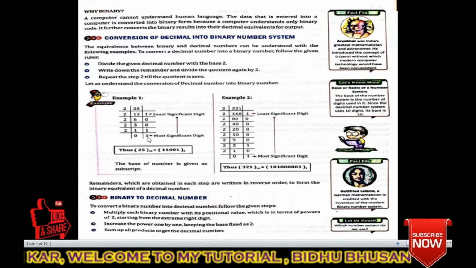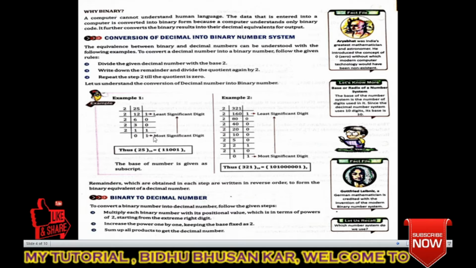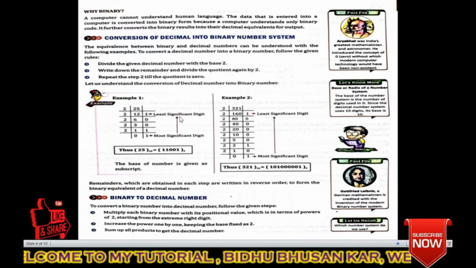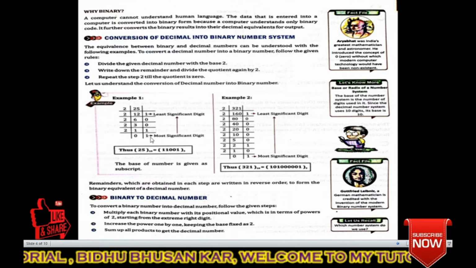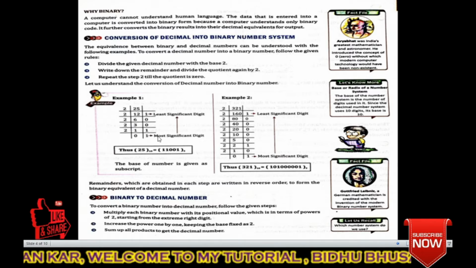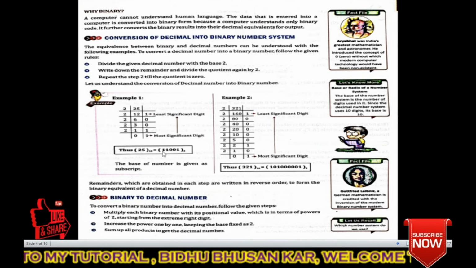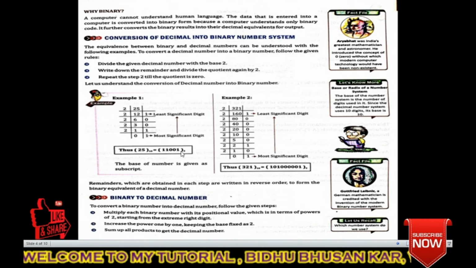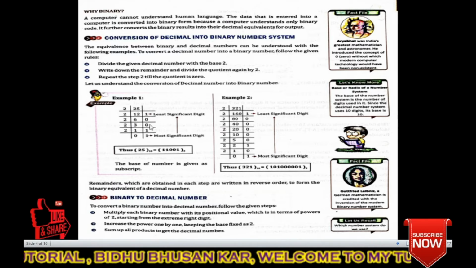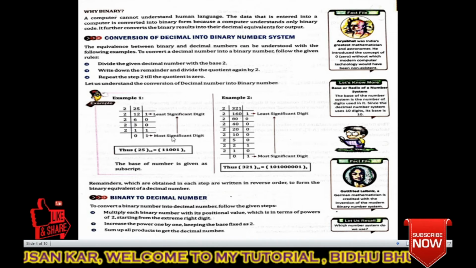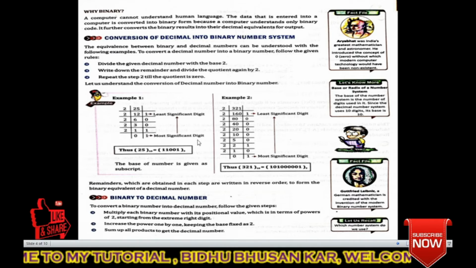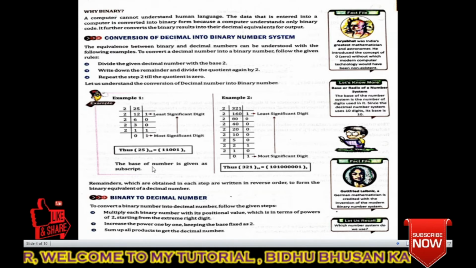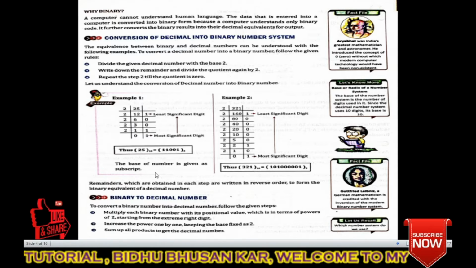So how will we take it? See, this is your most significant digit and this is your least significant digit. We will write from here to here, bottom to top, not top to bottom. Don't write from here to here; you have to write from bottom to top. So the arrow mark goes from the most significant digit, MSD, to the least significant digit, LSD. Okay, the base of a number is given as a subscript.